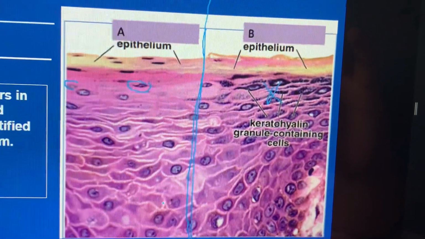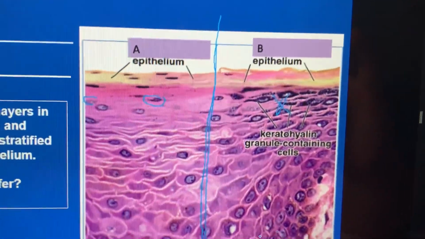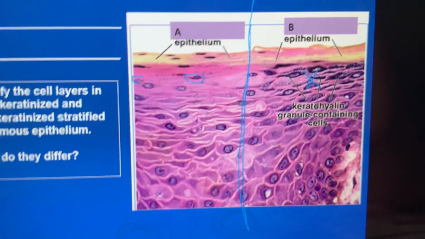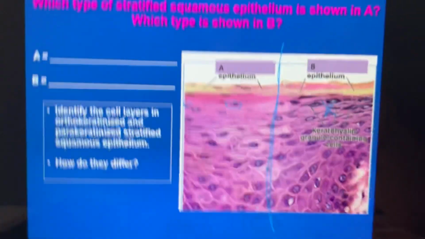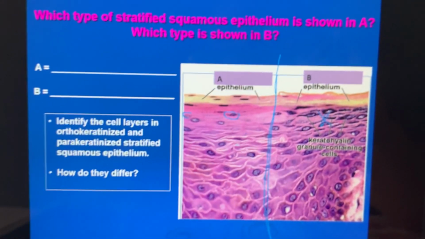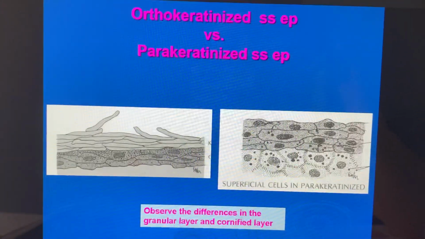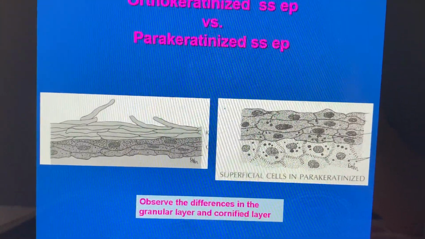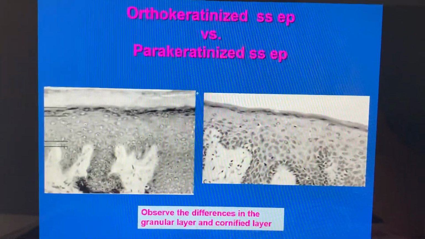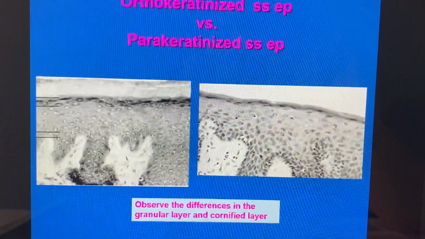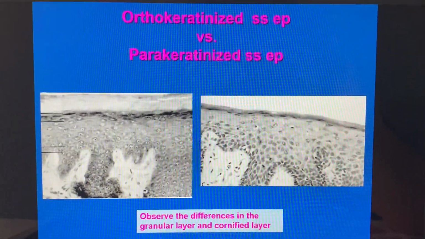And then the spinous layer is the same in both, and the basal layer, which is actually cut off, is the same in both. Okay, so that'll really be what we're covering for the quiz next week.